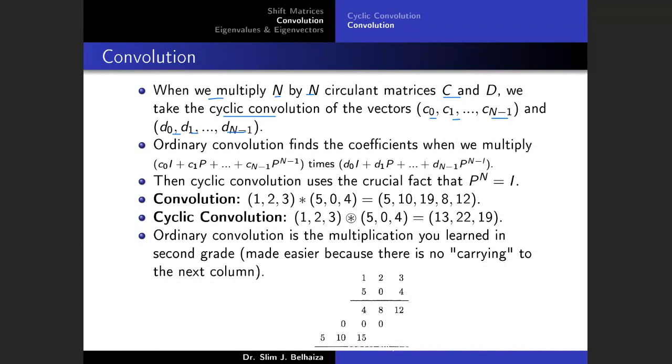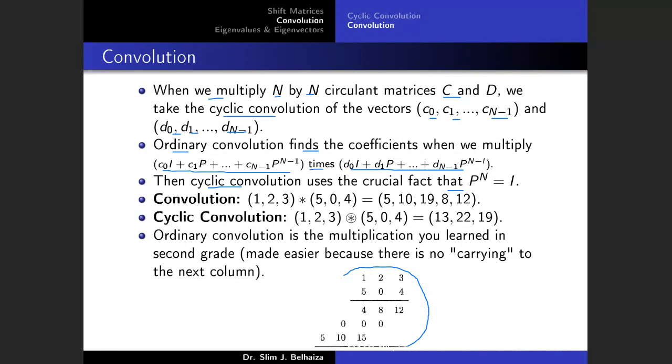Of course, these coefficients are supposed to be distributed on I, P squared, till P to the power n minus 1. And ordinary convolution finds the coefficients when we multiply the two circulant matrices by each other. The cyclic convolution uses the crucial fact that P to the power n is I. The ordinary convolution, as we talked about before, is what we studied in second grade. It's the multiplication you learn in second grade, and it's made easier because there is no carrying to the next column.